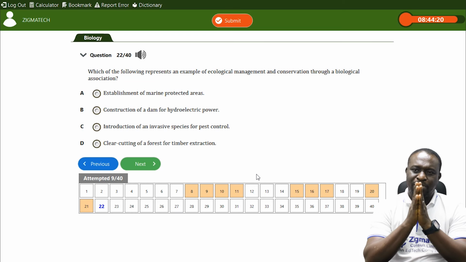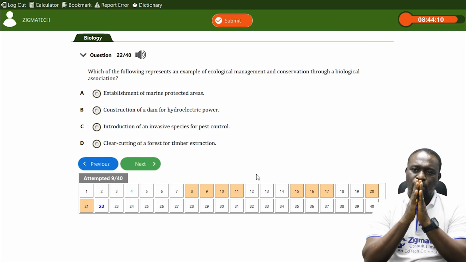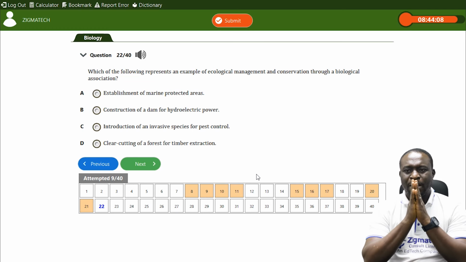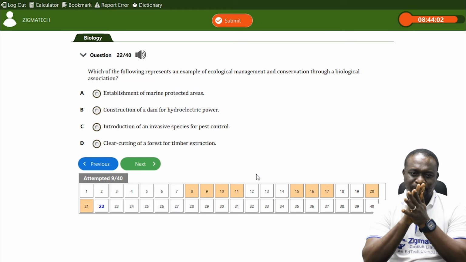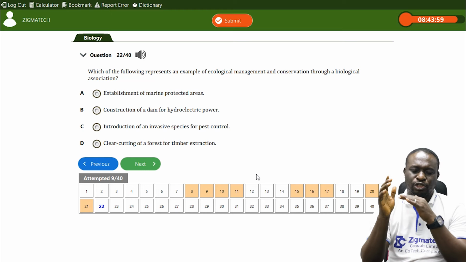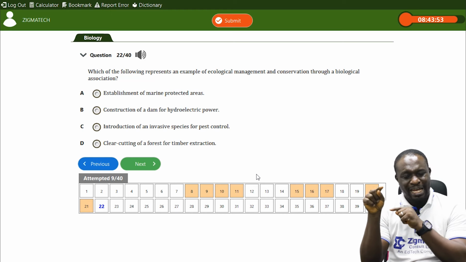A says establishment of marine protected areas. B says construction of dams for hydroelectric power. C says introduction of an invasive species for pest control. And D says clear cutting of forests for timber extraction. Now, of course, let me start with option D. Option D is not protecting or preserving the natural ecosystem.